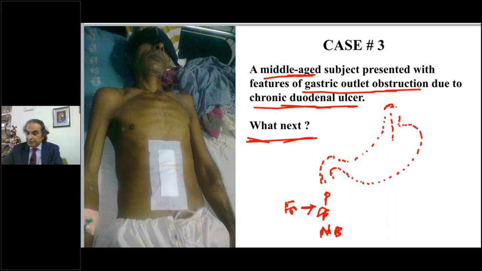Okay. Next. Sir, electrolytes, in blood investigations, I will go for electrolytes. Okay, so you'll do hematological and biochemistry, that is complete blood count and the electrolytes. Which electrolytes are usually deficient in these patients? Sir, hypochloremia and metabolic alkalosis.